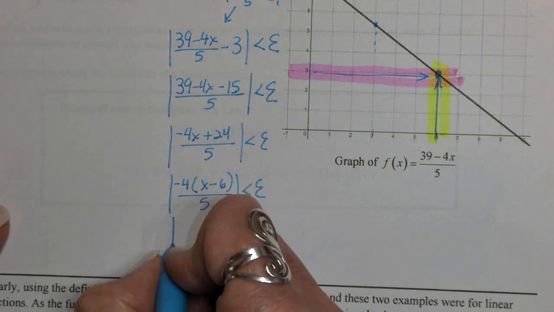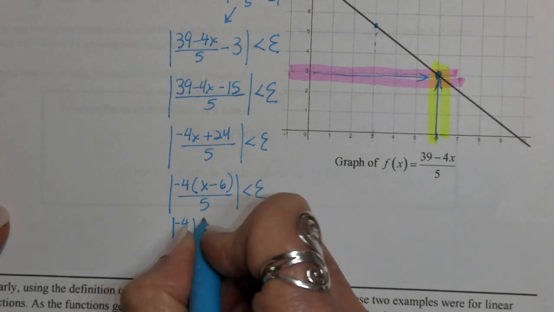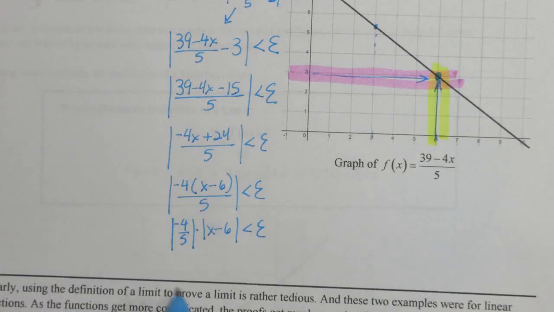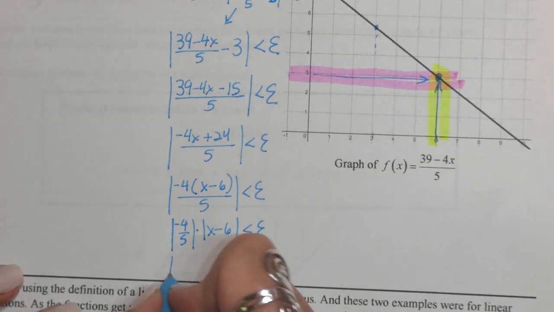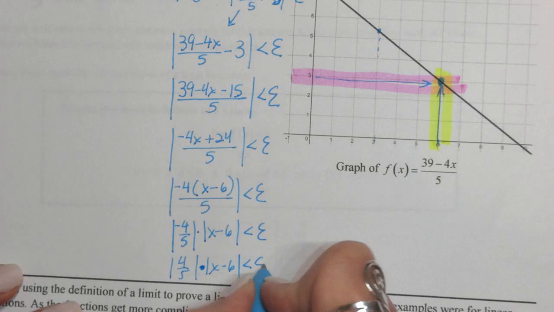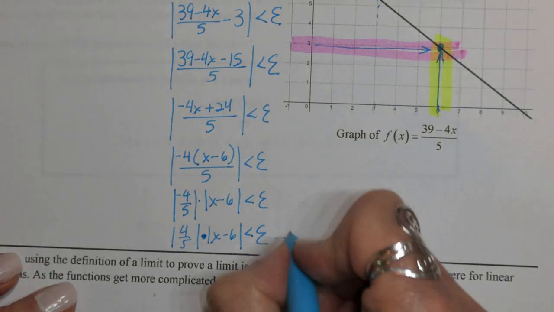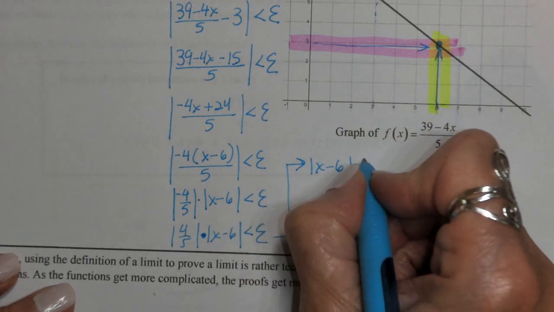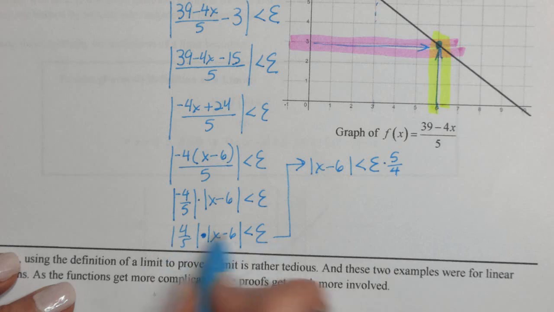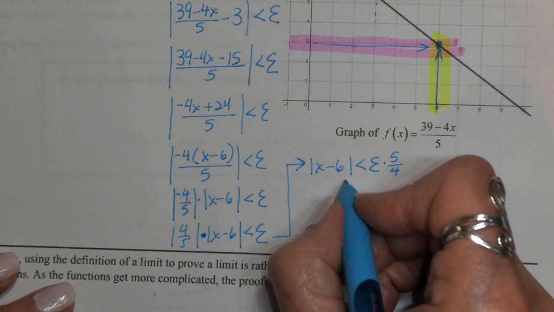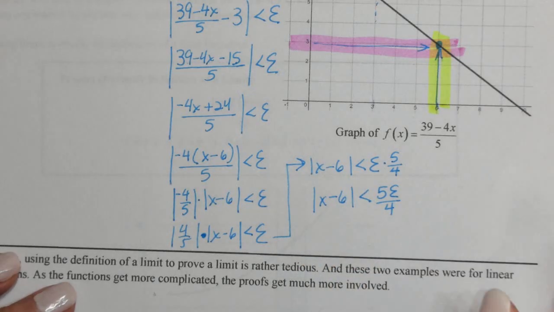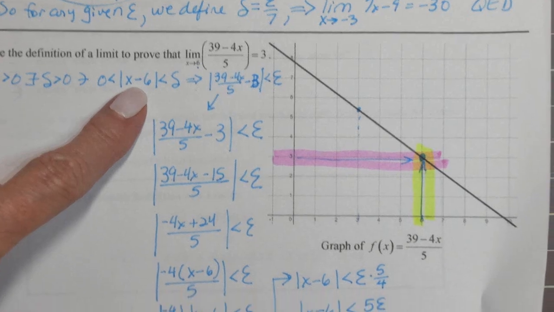So this is the absolute value of negative 4 over 5 times the absolute value of x minus 6 is less than epsilon. The absolute value of negative 4/5 is a positive 4/5, right? That's a positive 4/5 times the absolute value of x minus 6 is less than epsilon. I'm going to multiply both sides by 5/4. And if I do that, I will get the absolute value of x minus 6 is less than 5 epsilon over 4. That's what I was looking for, because there's my x minus 6.